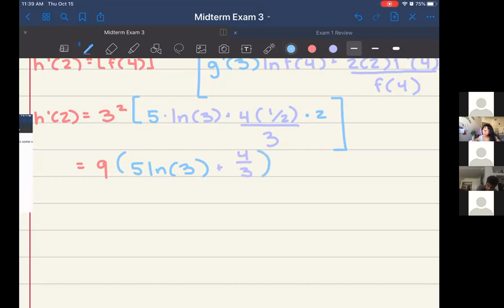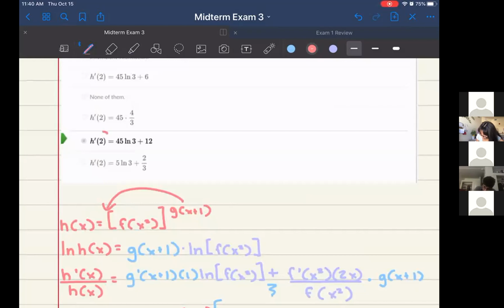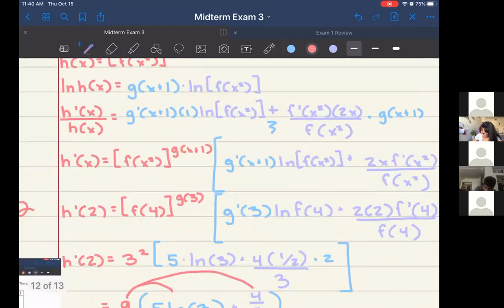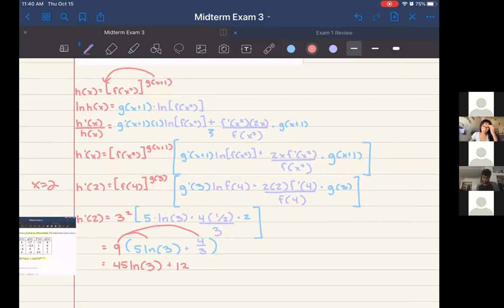And then you just distribute the 9. So the final answer is going to be, distribute the 9, 45 ln of 3 plus, what is that, 12? Plus 12. And I believe that's the answer. Yeah, right here. So if anyone needs to take a screenshot of this work or has any questions, just let me know.